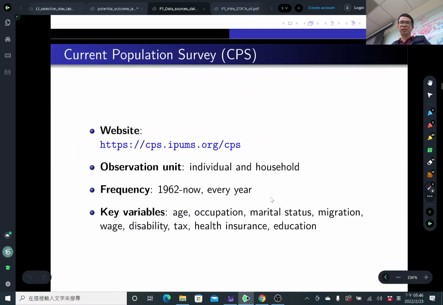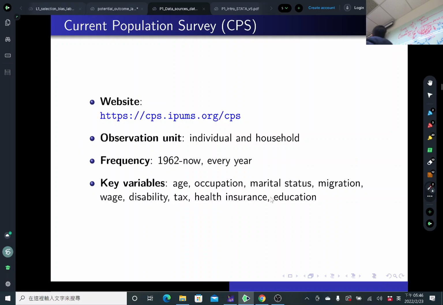And for the US, the Current Population Survey is very similar to the labor force survey. So you can also consider using it if you want to look at US issues.